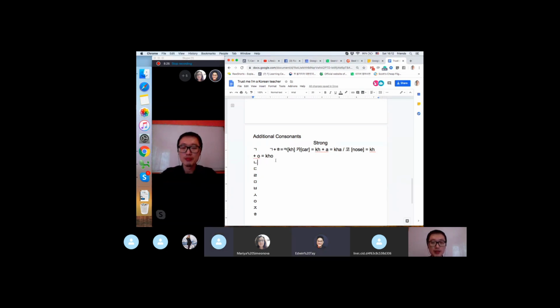Now, nieun doesn't have a strong consonant, so we can skip it. But digeut has a strong consonant. I said every strong consonant has the sound of h, so the basic consonant digeut plus h looks like this. This is the strong consonant, and the sound must be t.